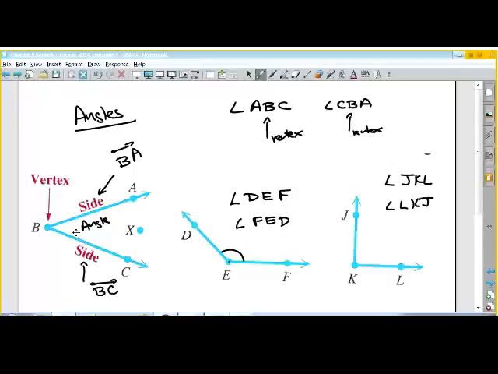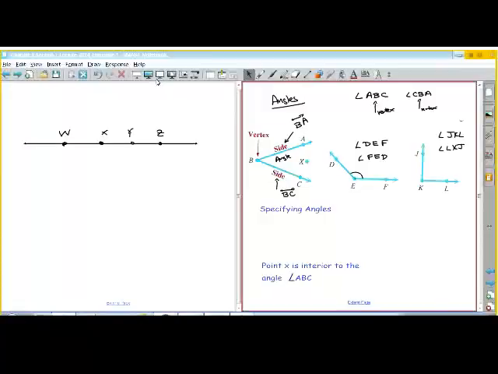Does anybody remember what kind of angle is between 0 and 90 degrees? Greater than 0 and less than 90. Acute, yeah. Okay, so we talked about specifying angles. This point X is interior to the angle because if you extend these out, it's inside the angle.